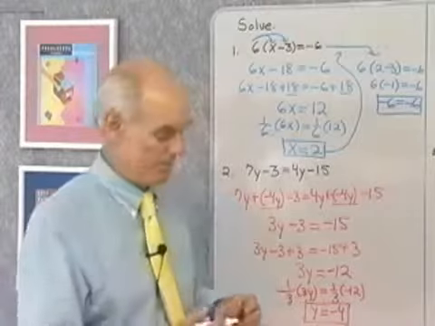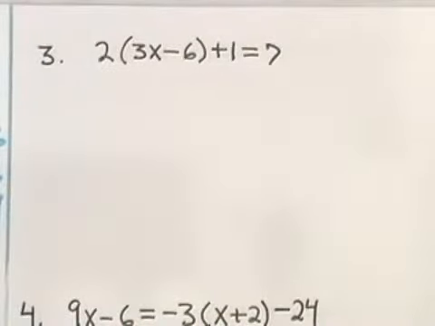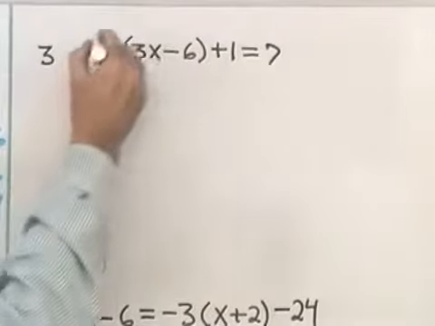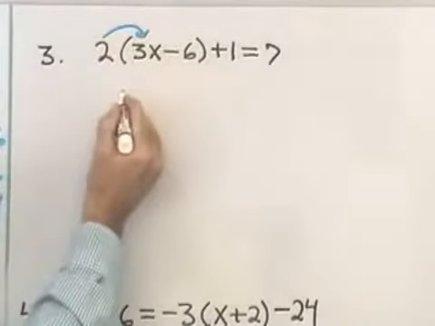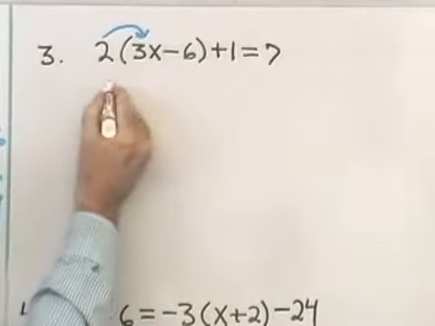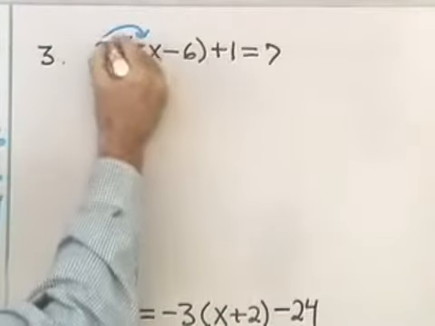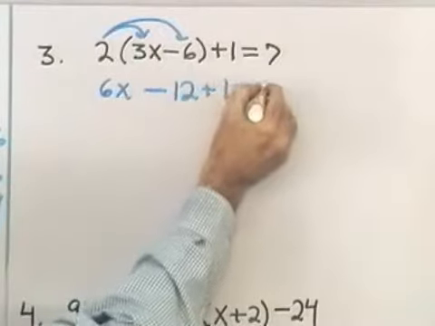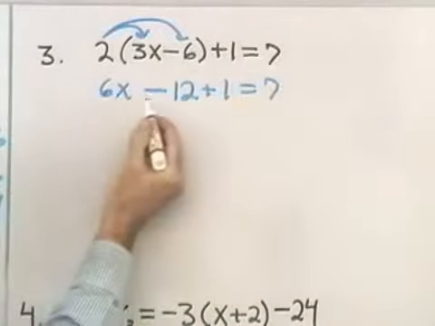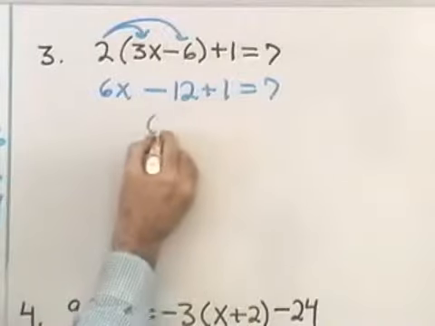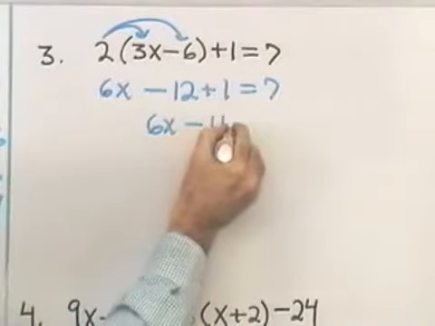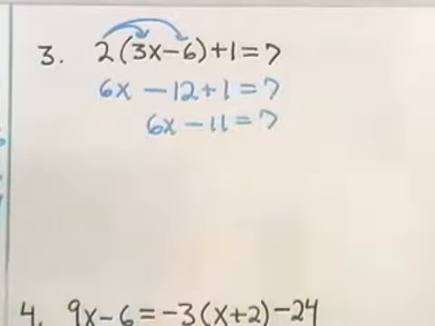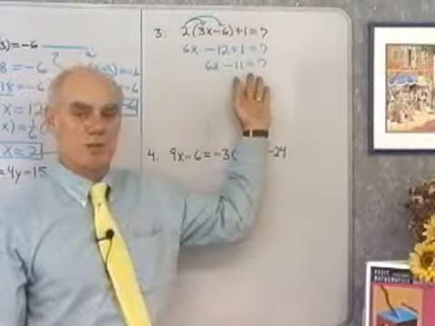Here's another example. 2 times 3x minus 6 plus 1 is equal to 7. Let's multiply using the distributive property. 2 times 3x is 6x minus 2 times 6 is 12 plus 1 is equal to 7. 6x plus negative 12 plus 1 is 6x minus 11 is equal to 7. So there it took me 3 lines to simplify both sides as much as possible.